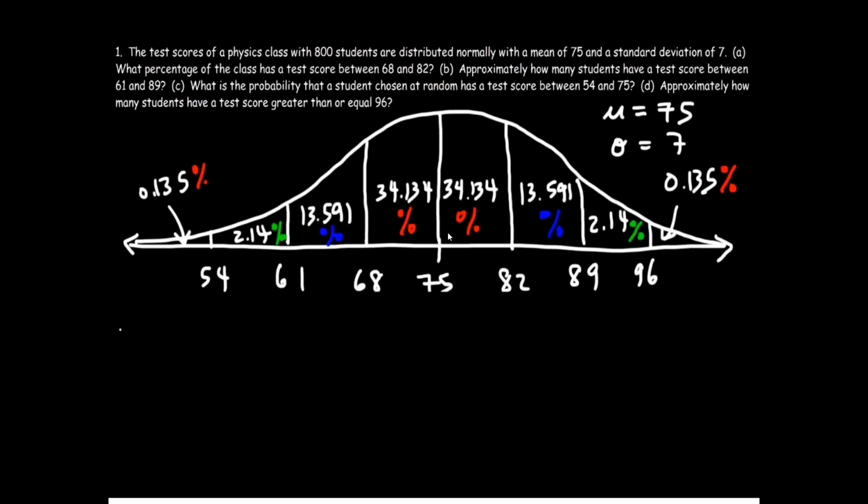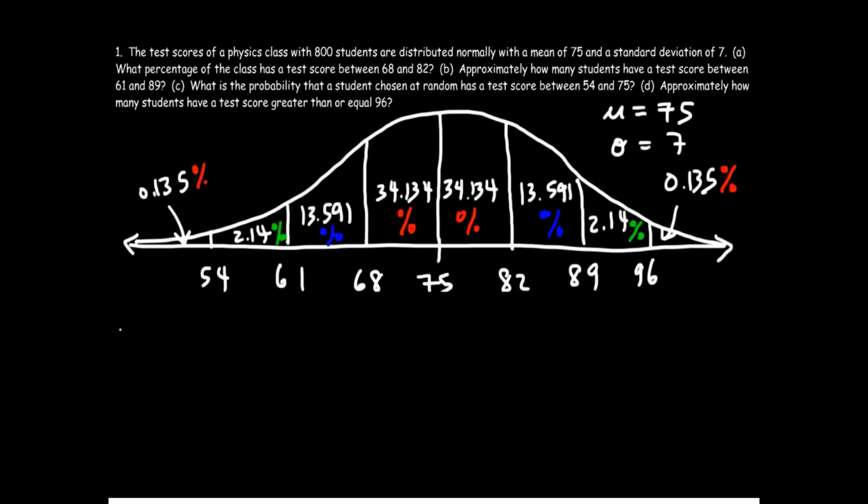75 is my mean. 75 plus 7 is 82, that's my first standard deviation. Plus 7 is 89, plus 7 is 96. And the same thing the other way: 75 minus 7, minus 7, and minus 7. But now I can answer some questions. I can make this data talk a little bit.